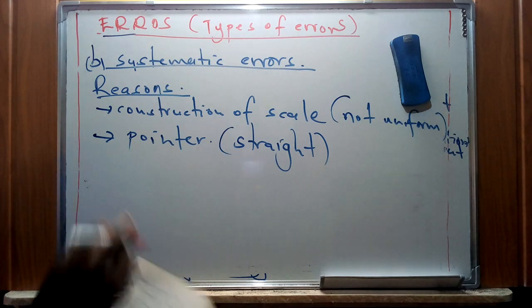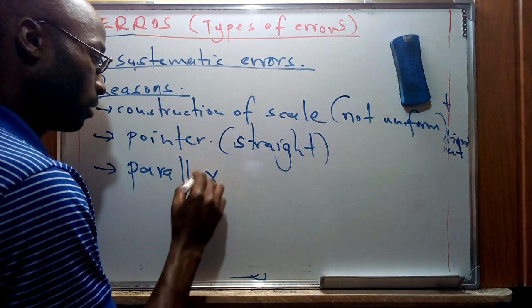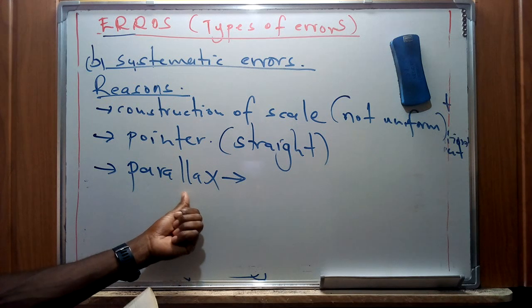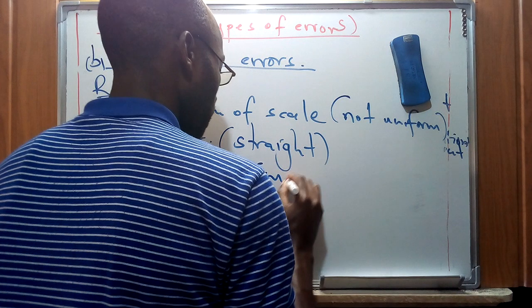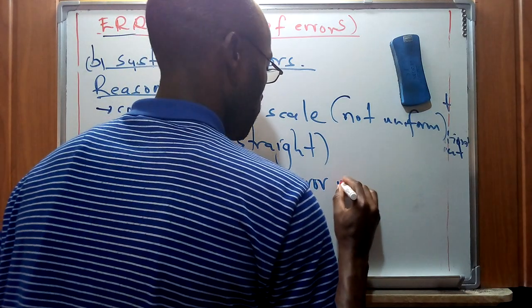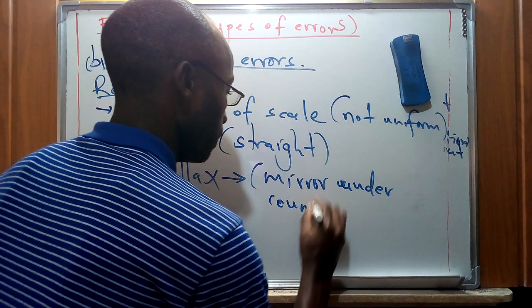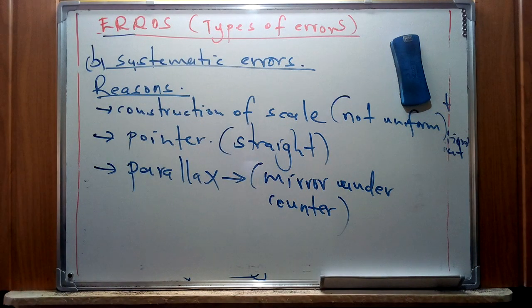And then we're going to see that the concept of parallax plays a role in bringing about these systematic errors. Now in some instruments, this concept of parallax is overcome with a mirror under the counter. So this is one of the ways that systematic errors are overcome, by placing a mirror under the counter for it to be read accurately.